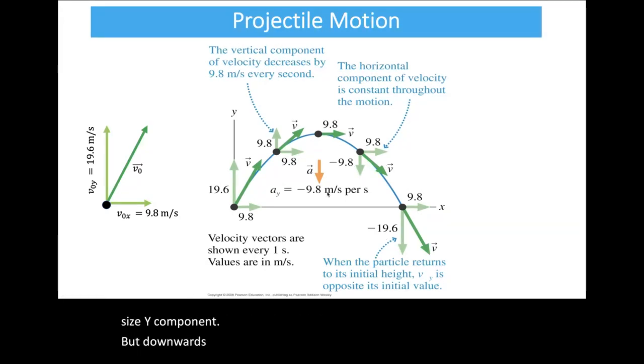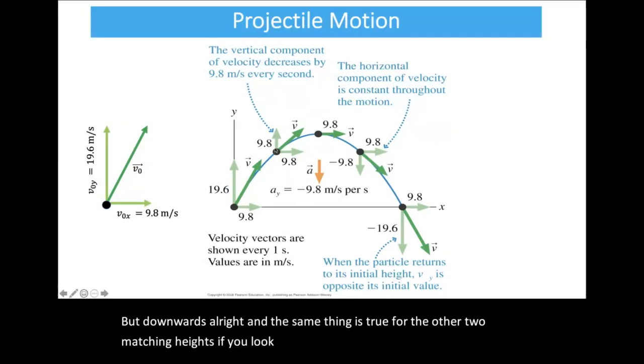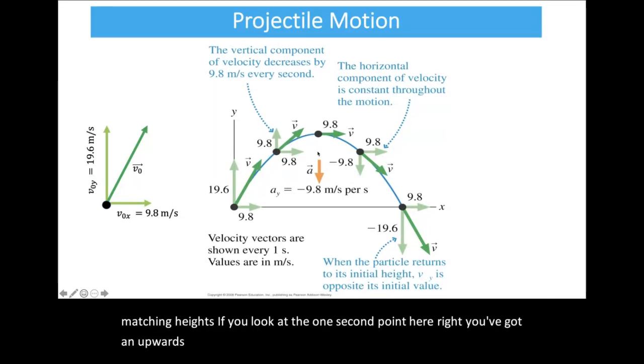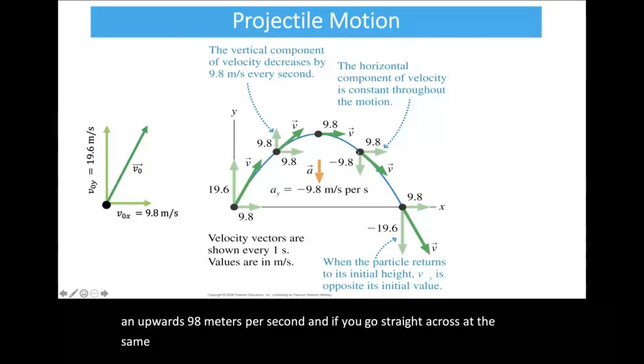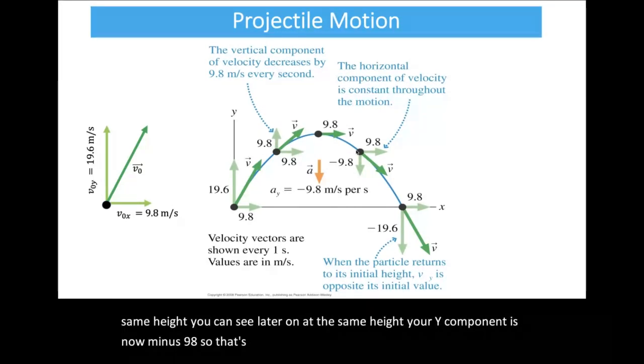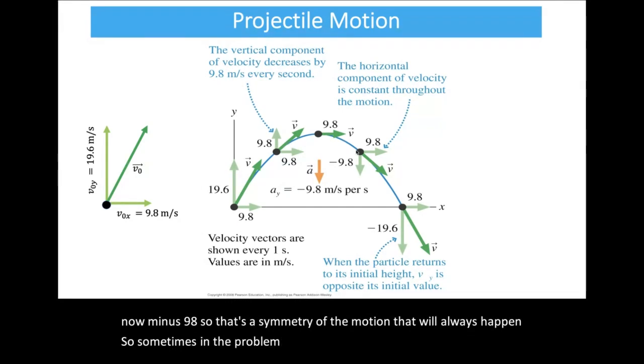So it's the same size y component, but downwards. And the same thing is true for the other two matching heights. If you look at the 1 second point here, you've got an upwards 9.8 meters per second, and if you go straight across at the same height, you can see later on your y component is now minus 9.8. So that's a symmetry of the motion that will always happen. Sometimes in a problem, it's actually useful to use that symmetry.